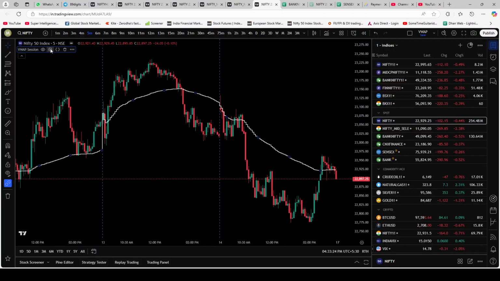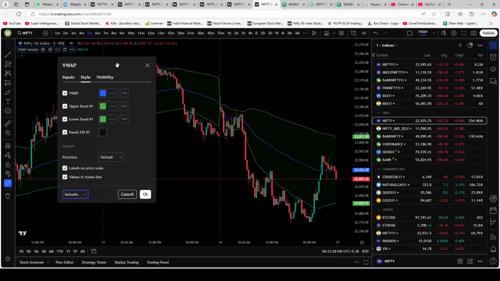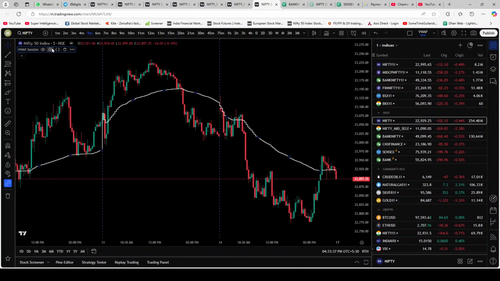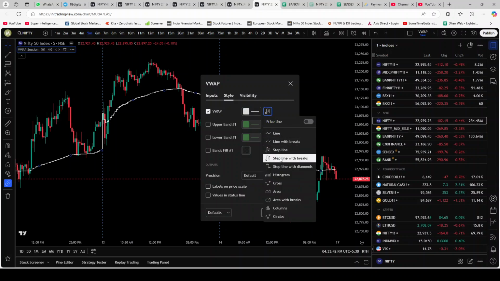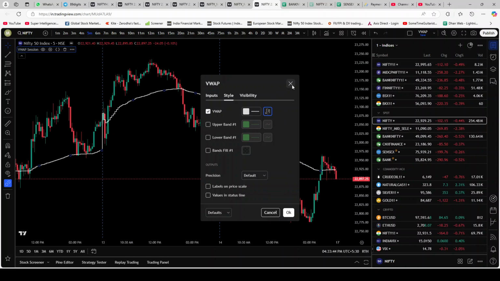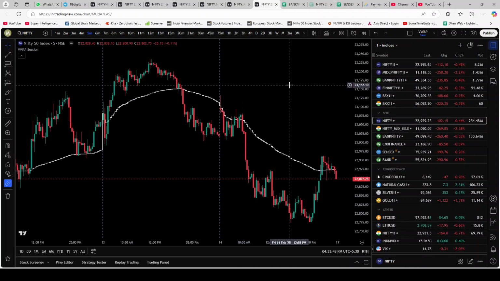Basically, on TradingView, it comes like this. It comes with some upper band, lower band, and all of that. I don't use any of that. I just use the normal VWAP. That is the center line, this blue line. And my setting is I've changed that VWAP to white. This second white over here. And instead of a simple line, I use it as a step line with breaks. So it's a pattern kind of a line, a little bit zigzaggy. It makes it more visible for me, and generally because I'm using a black screen, it works very good with me.